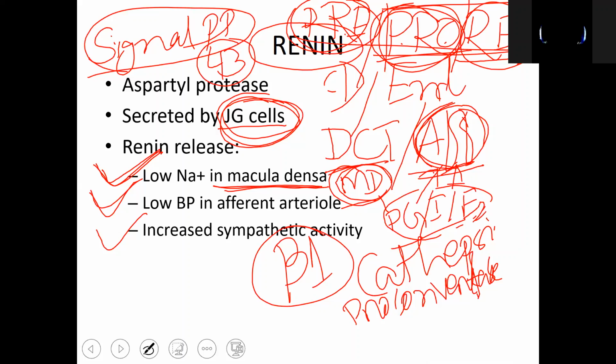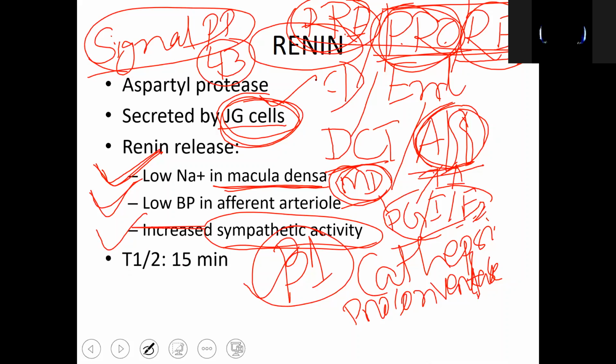Okay, in the sympathetic system, beta 1 receptor stimulation by any sympathetic activity will cause beta 1 receptor stimulation in the JG cells, and when the JG cells are stimulated, there will be release of renin. So the third one is called the beta receptor pathway. So we have three pathways: one is the macula densa pathway, the second one is the baroreceptor pathway, and the third one is the beta receptor pathway.